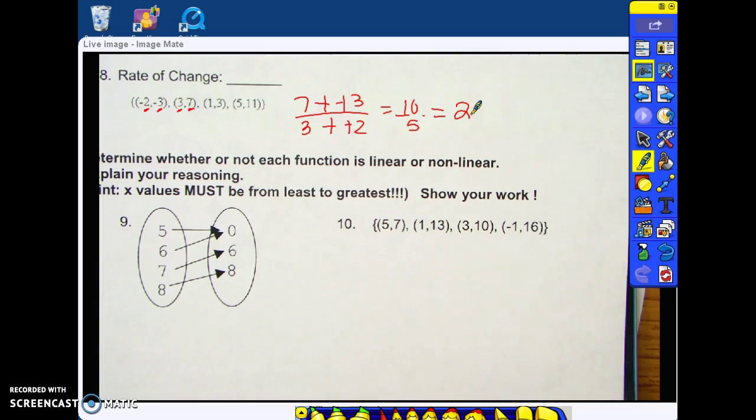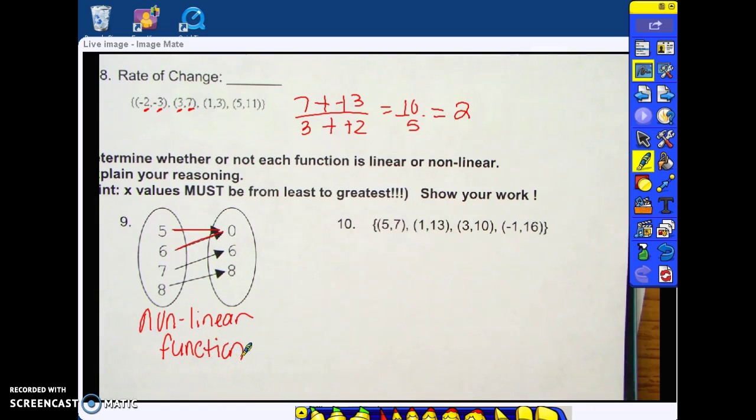And number 9, determine whether or not each function is linear or nonlinear. It's not asking if it's a function. We already know that it's a function. It's asking if it's linear or nonlinear. So number 9, we have this 5 that's going to 0. 6 is going to 0 as well. If I have 2 x's that are going to 1 y, this is not going to form a straight line. It's going to give me a curve. So this will be nonlinear. Yes, it's a function because each input goes to a different output, but it's a nonlinear function.